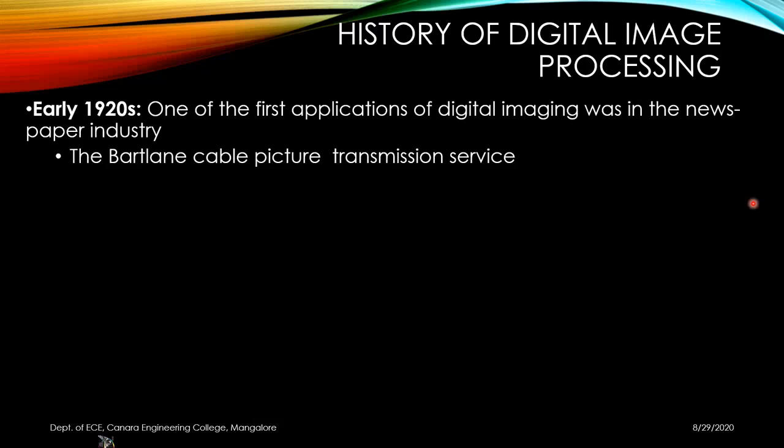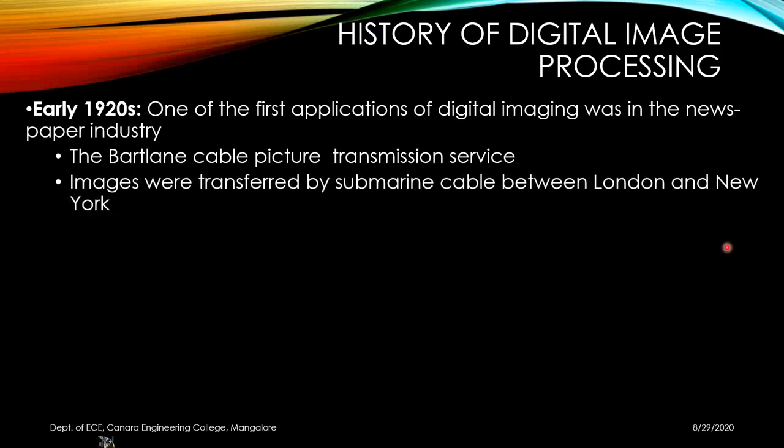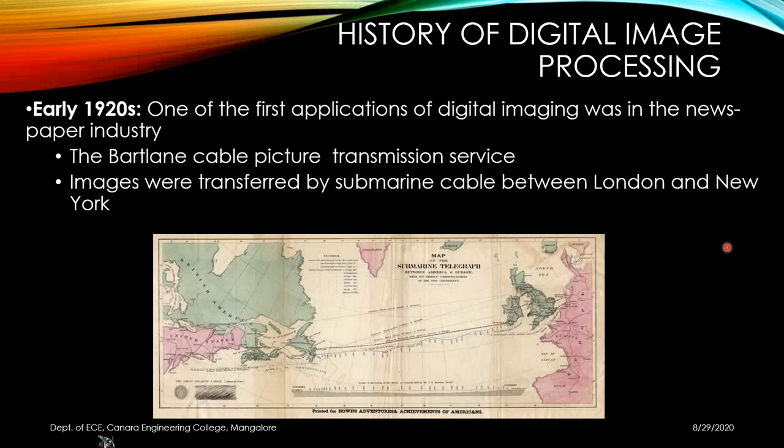So they did some innovation, and the Bartlane cable picture transmission service was developed. It was an innovative method of encoding the images over the existing telegraph service. Basically, using the Morse code, they could send the images across. And the images were transferred by submarine cable between London and New York. So this was, just imagine, in the 1920s. They already had the infra which connects London to North America. Here it is landing somewhere in Canada, and using this existing physical line, they were able to transfer the images.